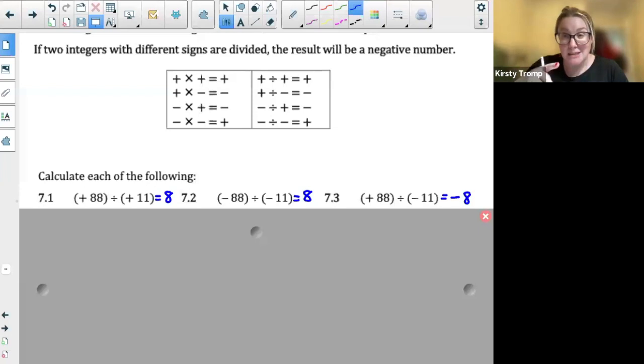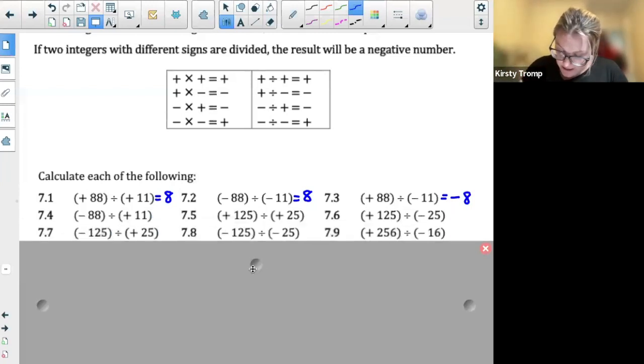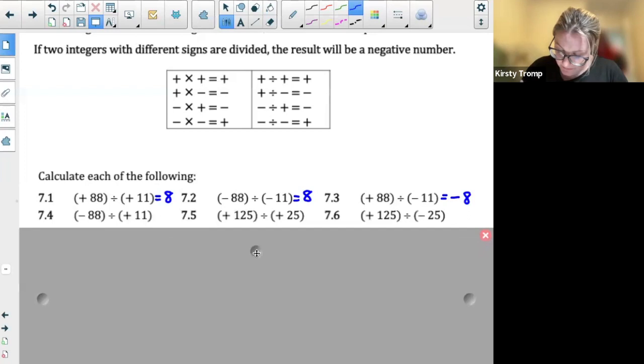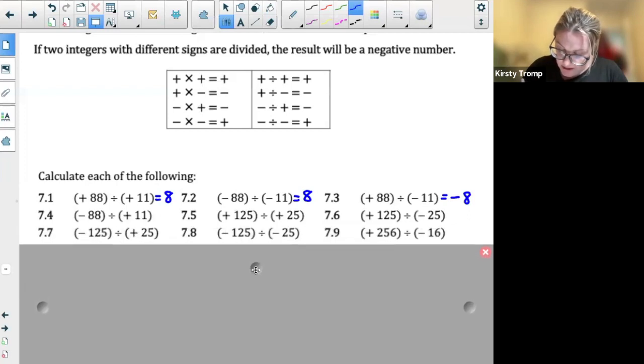Right, signs, then numbers. Step, step, step for maths. You're going to hear me saying that lots this year. All right. I want you guys to go and practice the negative integers.